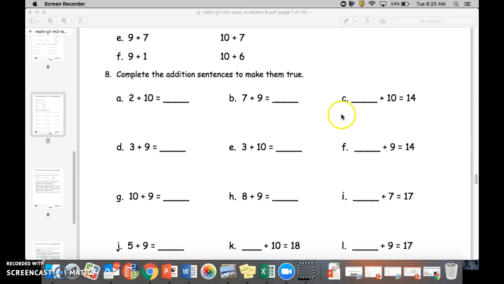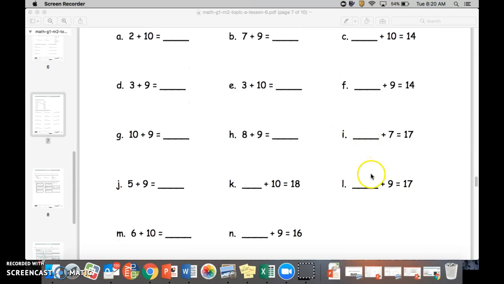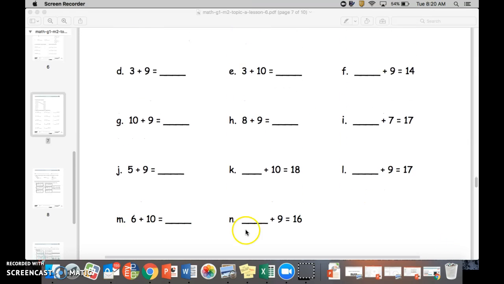Pay attention because some of them, right here, here's a missing addend. Some of them have missing addends. Okay, so just be careful and pay attention to what you do. Check your answers on the answer key. If you make any mistakes, go back and fix them. Talk to a buddy. Learn from a buddy. Good luck.